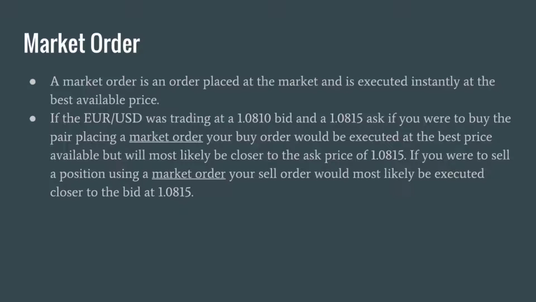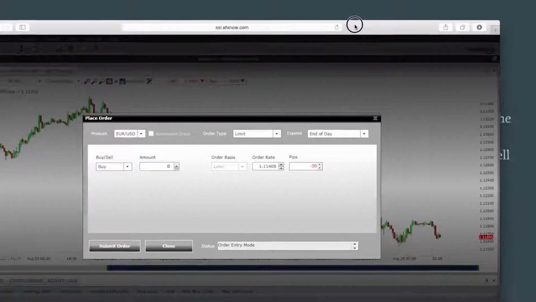If the euro-dollar pair was trading at a 1.0810 bid and a 1.0815 ask, if you were to buy the pair placing a market order, your buy order would be executed at the best price available, but would most likely be closer to the ask price of 1.0815. On the other hand, if you were to sell a position using a market order, your sell order would most likely be executed closer to the bid at 1.0810. So let's go ahead and look at an example here.